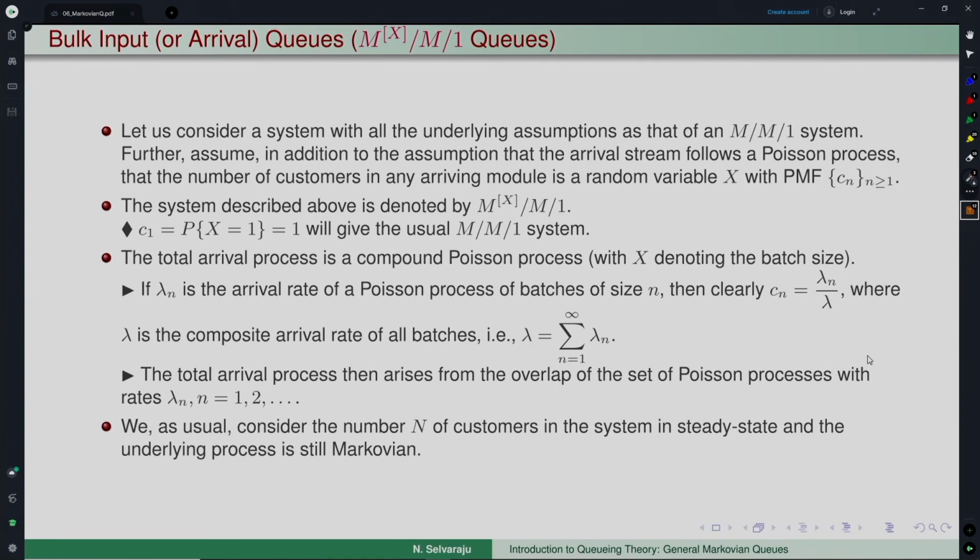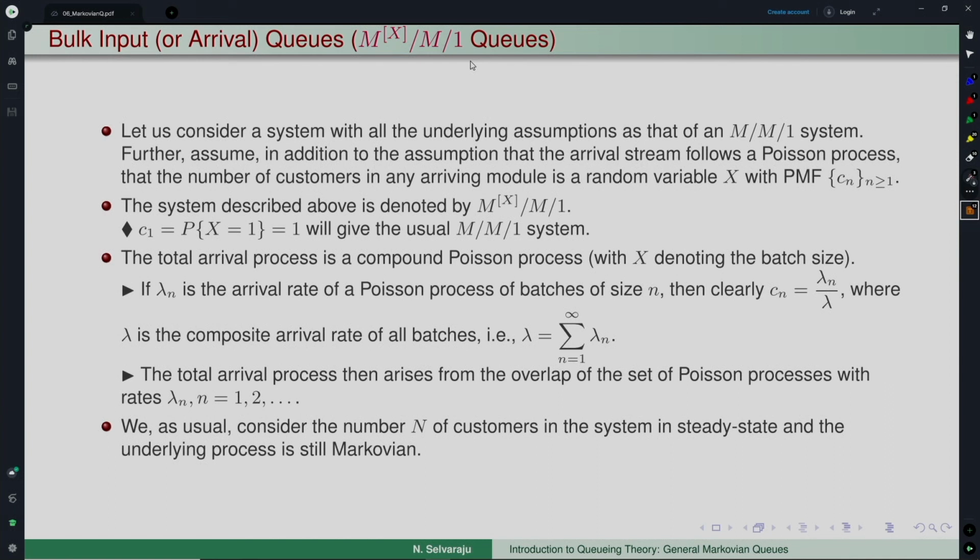Of these, the first one that we consider is the bulk input or bulk arrival queues, which we denote by this notation. Again, this may not be the common notation. Sometimes some books use the notation M with a superscript simply X, without the square bracket. That is why I said these may not be standard notations, so we might have to state them explicitly, but at least in our case we will be using this notation to denote the bulk arrival or bulk input queues.